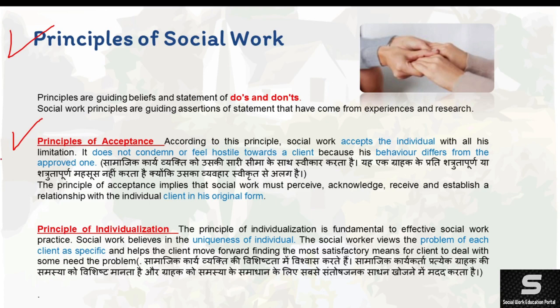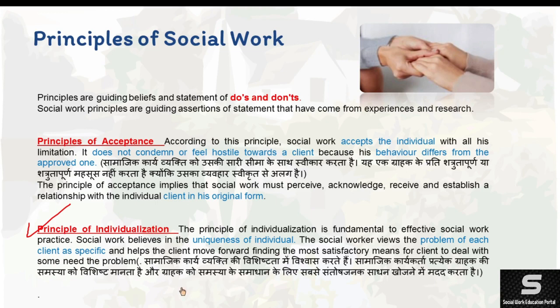Now the next, that is principle of individualization. So what is individualization? That the social worker believes in the uniqueness of individuals. हर एक इंडिविजुअल में कुछ उसकी यूनिकनेस होती है, उसकी जो समस्या है, प्रॉब्लम है, वो भी डिफरेंट होगी. So the main focus of the social worker is to focus on the main problem, the specific problem of any individual, and give them advice and support system according to their problems.